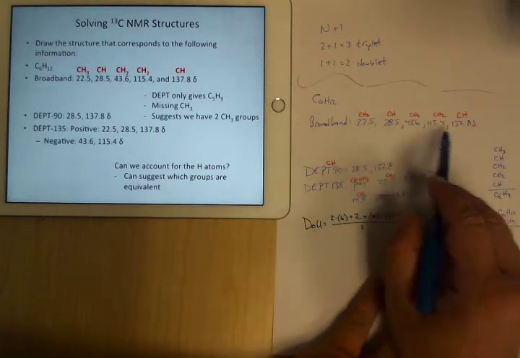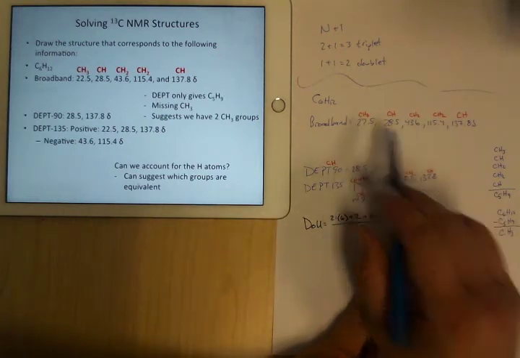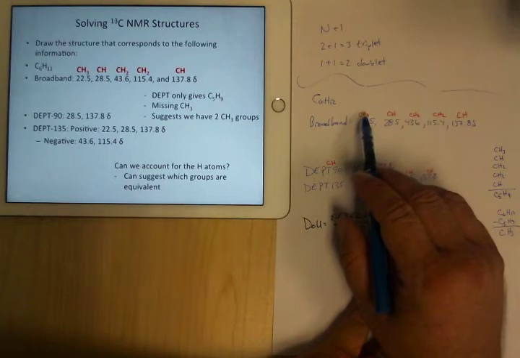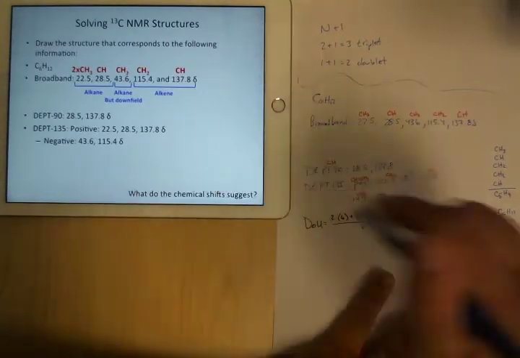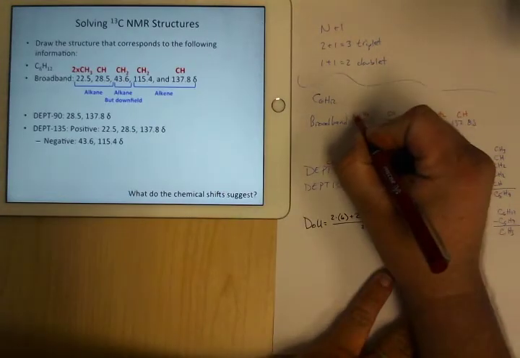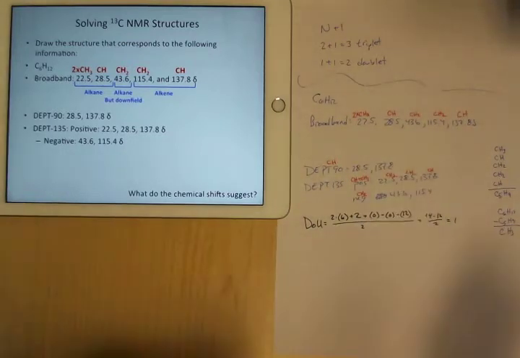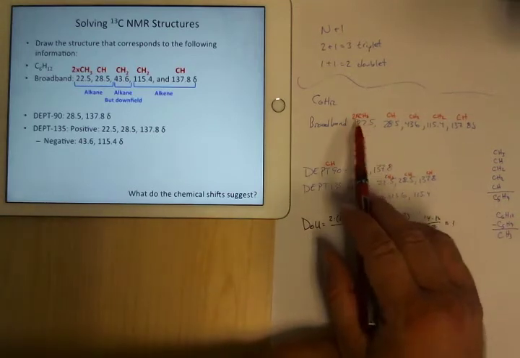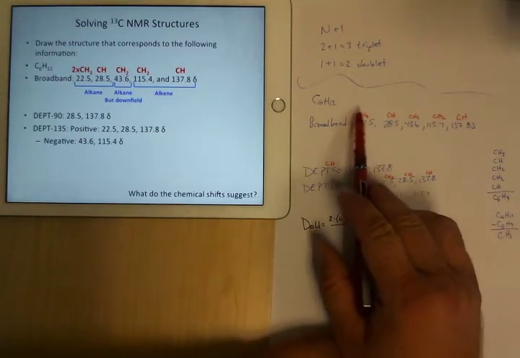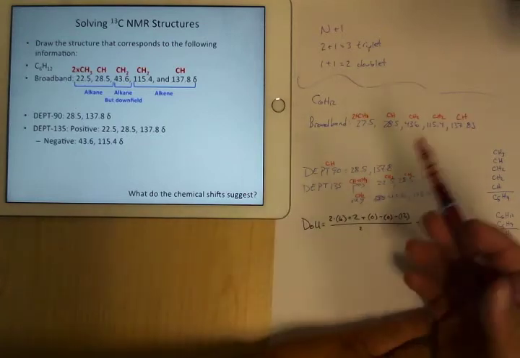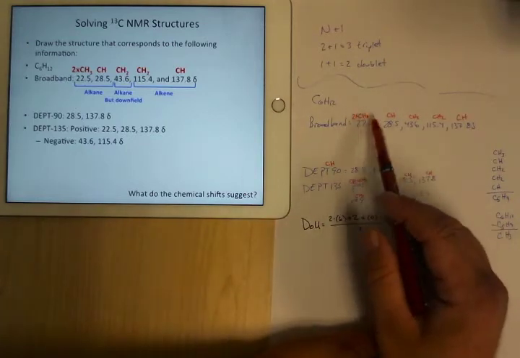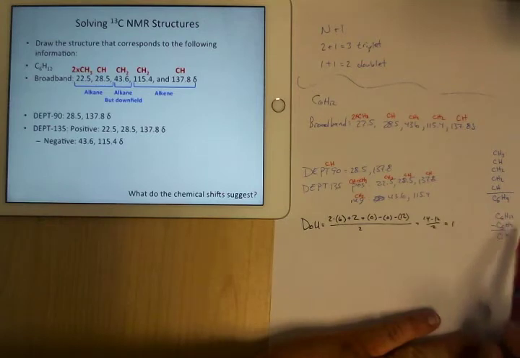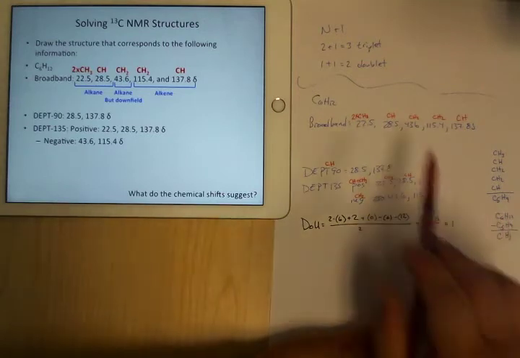Now, if you look up here, the easiest way to do this is to say, maybe what we really have is two of these. If you had two different CH3 groups, you wouldn't know which one was equivalent yet. But since we only have one CH3, we know we must have two of them to take into account. So if we did two of these, we could get to our final formula.